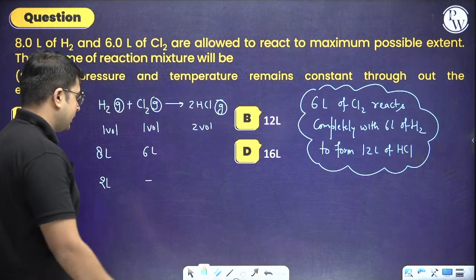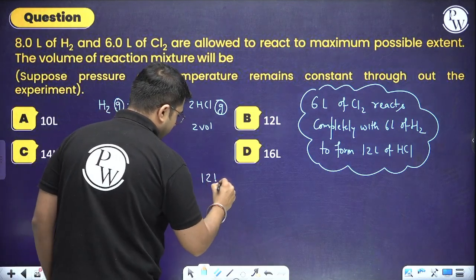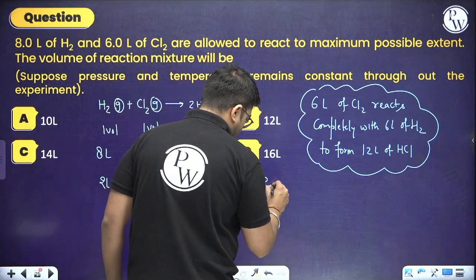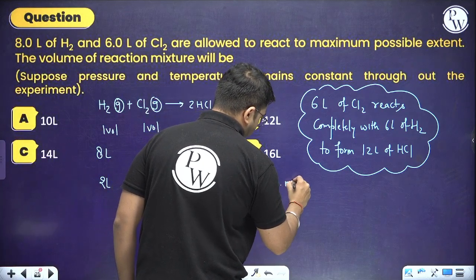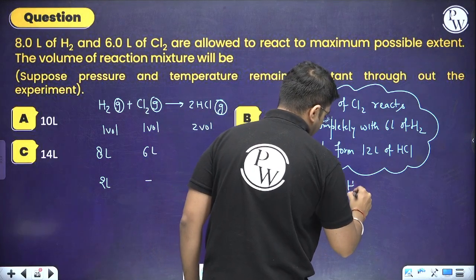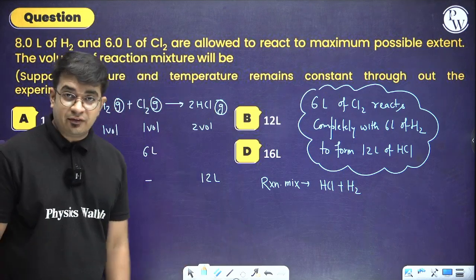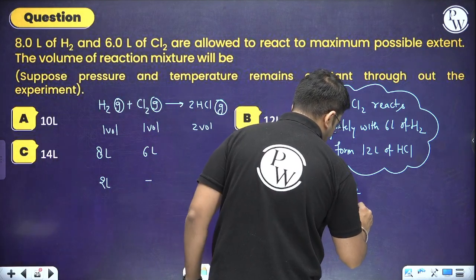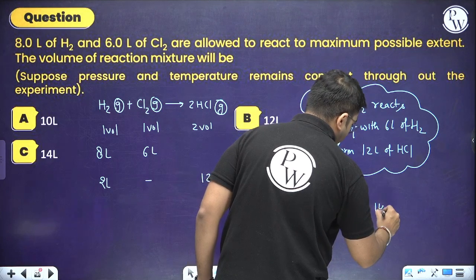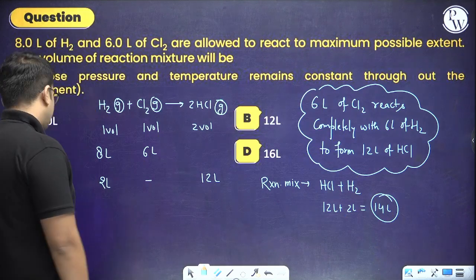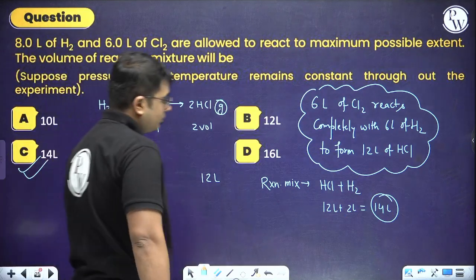So I can say that it is going to form 12 liters. Now after the complete reaction, the reaction mixture will contain HCl as well as some amount of H2 which is left. So HCl formed is 12 liters, H2 left is 2 liters, that will be equal to 14 liters. That is the final amount of the reaction mixture. So you can say the correct answer is going to be option number C.